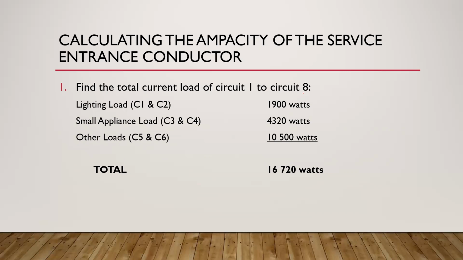Dahil merong certain condition or certain computation para sa ating aircon units. So from circuit number 1 and circuit number 2, we have total load of 1,900. Circuit number 3 and circuit number 4, we have total load of 4,320 watts. And from circuit number 5 and 6, we have 10,500 watts. We have a total of 16,720 watts.